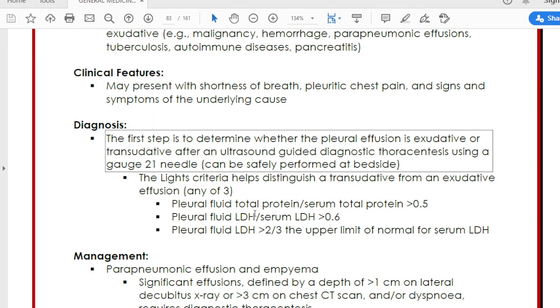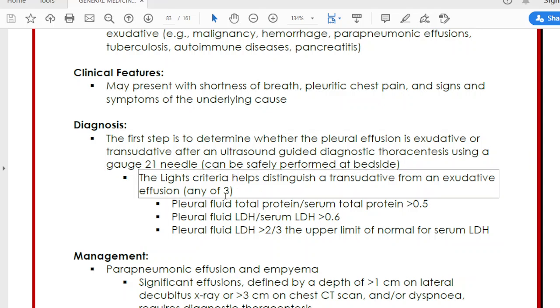Diagnosis. The first step is to determine whether the pleural effusion is exudative or transudative after an ultrasound-guided diagnostic thoracentesis using a 21 gauge needle, which can be safely performed at bedside. The Light's criteria helps distinguish a transudative from an exudative effusion, any of three: pleural fluid total protein/serum total protein greater than 0.5; pleural fluid LDH/serum LDH greater than 0.6; pleural fluid LDH greater than 2/3 the upper limit of normal for serum LDH.